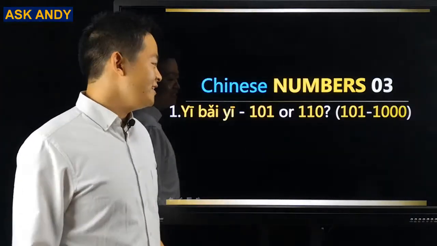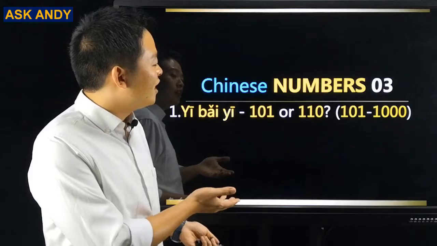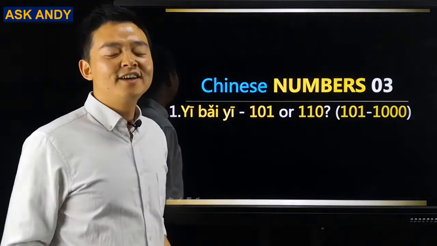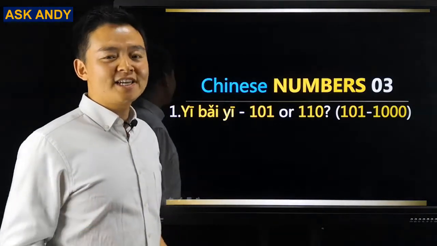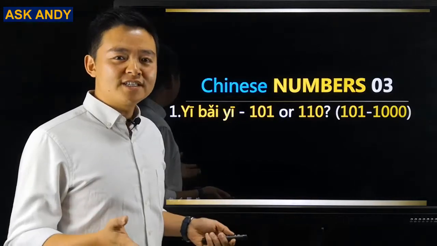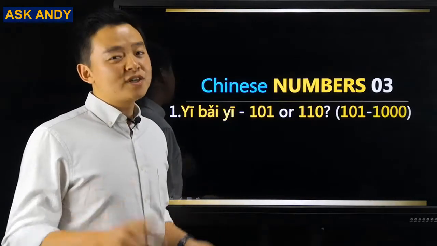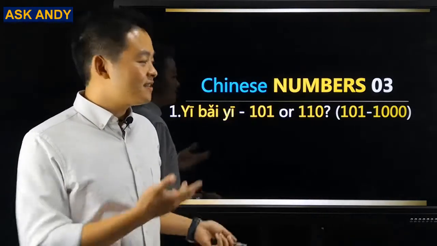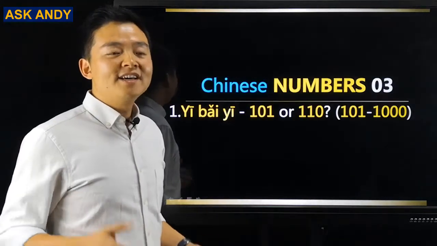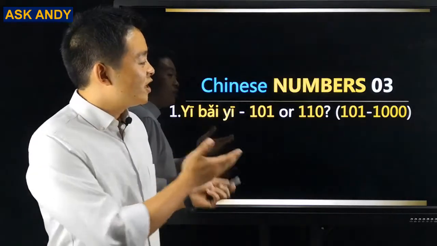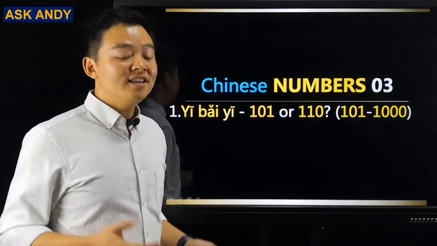In this video, our topic is Chinese numbers 03. I'm going to answer 2 questions. Question number 1. 110 refers to 101 or 110. You may not see it in your Chinese textbook, but you're going to hear it in China or in HSK listening. I'm going to answer this important question. And I'm going to teach you numbers from 101 to 1000 in this video.